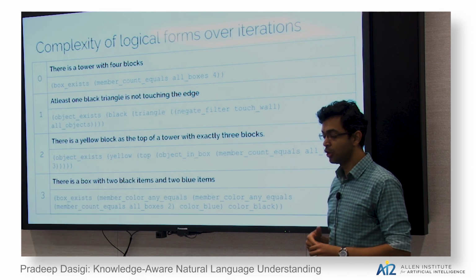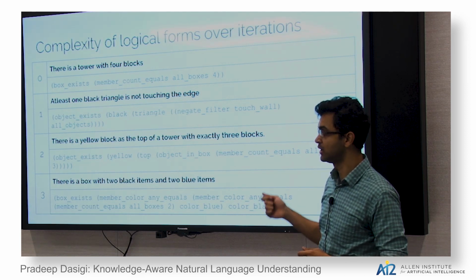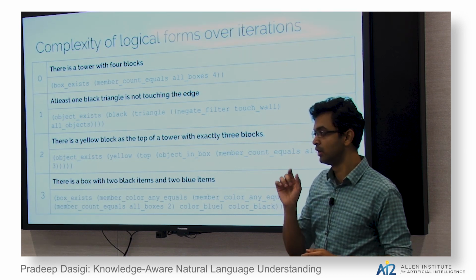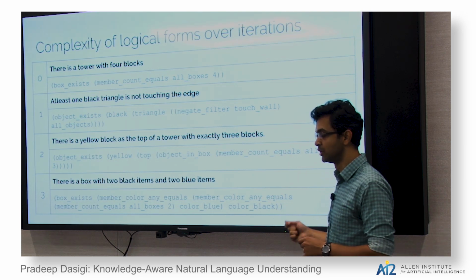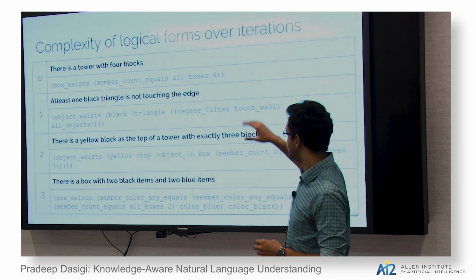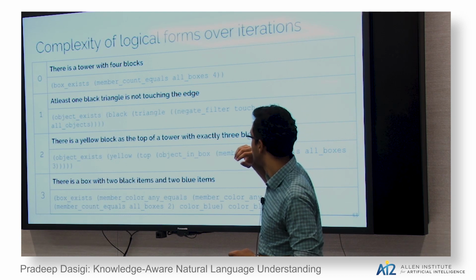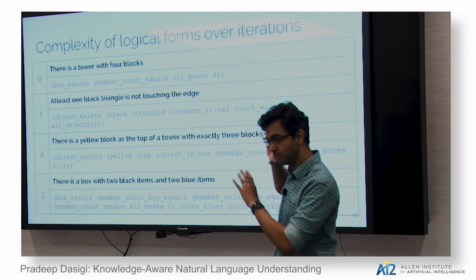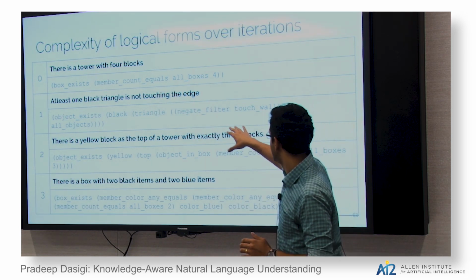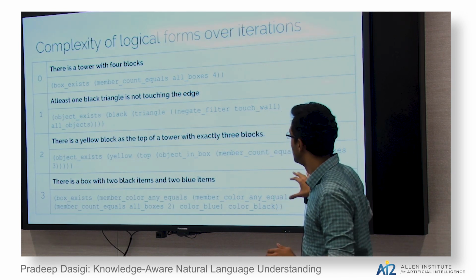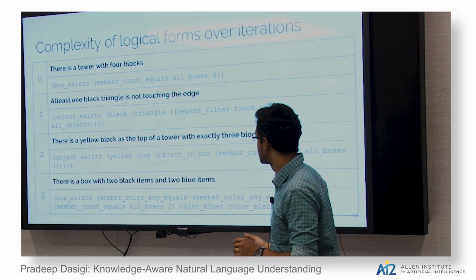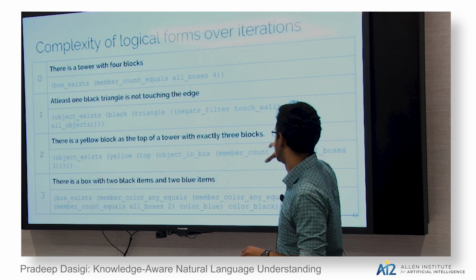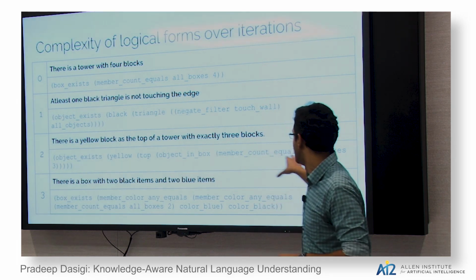Here are some logical forms that we obtain for NLVR as we keep on increasing the complexity over iterations, as we keep on increasing the value of k, or the max depth until which we search. First, when we search exhaustively, we can only get logical forms for utterances like the one I've shown at the top. There's a tower with 4 blocks, which is fairly simple. But as we keep on increasing, as you can see, the complexity of the logical forms increases as well. And the kind of semantics we can express keeps getting complex. For example, here you have things like there is a yellow block on top of a tower with exactly 3 blocks, which involves significant nesting and so on.